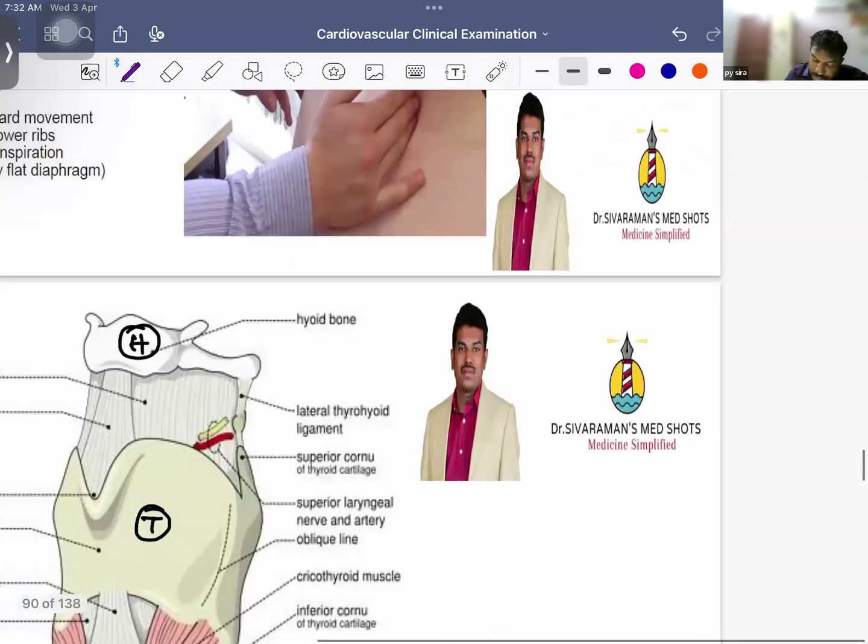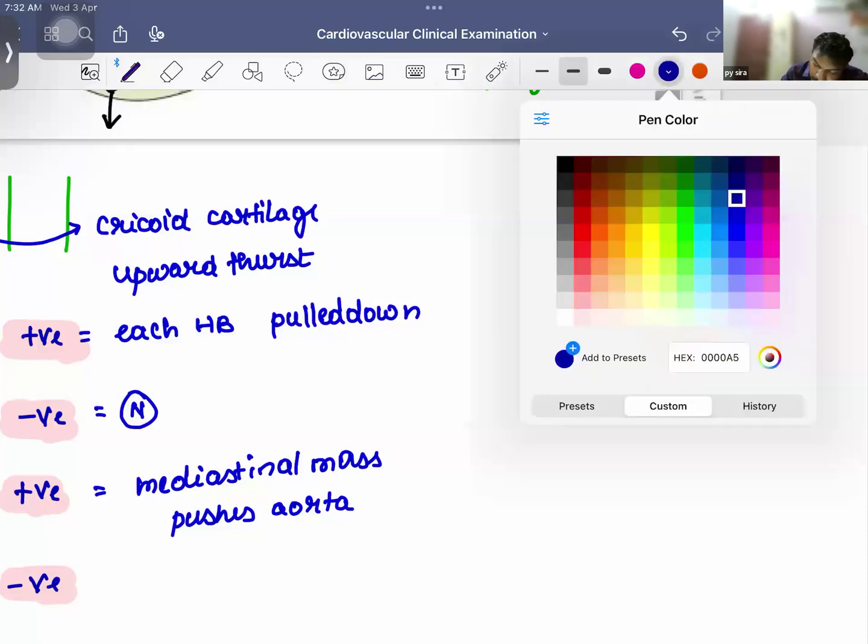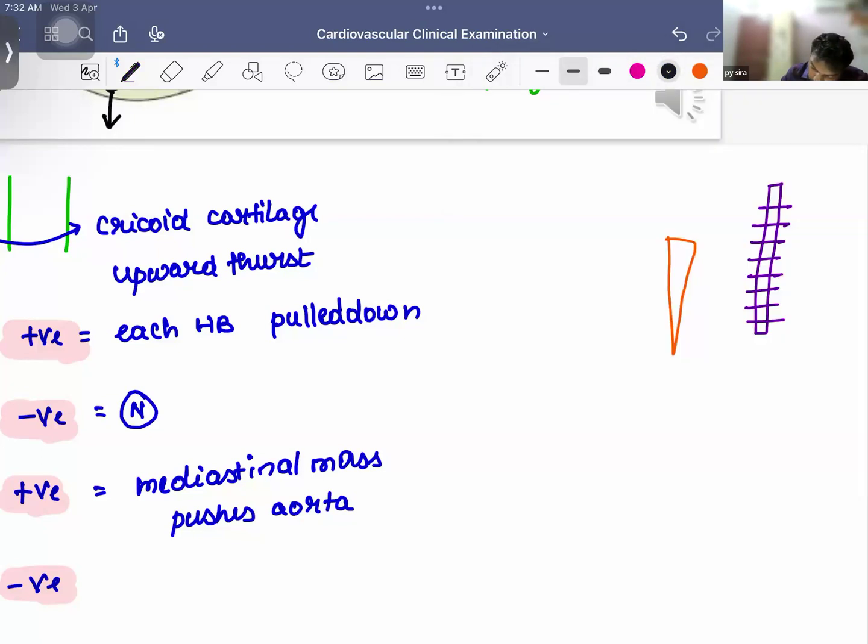Take the patient. Okay, this is the sternum. This is the spine. Okay, you take one point here.